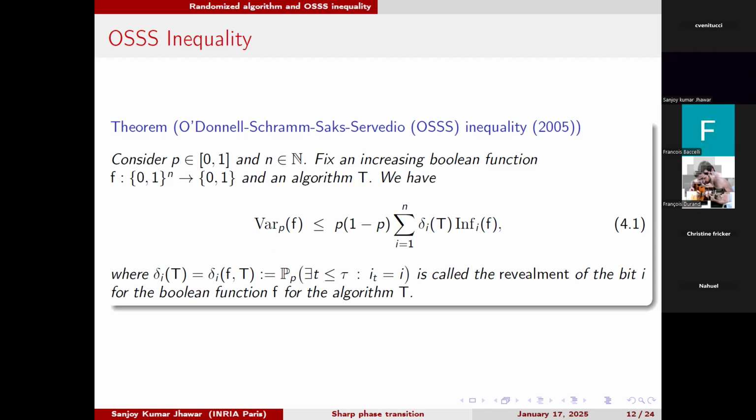The objective of their work was to derive some bounds on the complexity of some algorithm. There they derived this kind of variance inequality. Sanjoy, you alluded to the special case of bond percolation. Could you explain what these revealment probabilities are in that case, or will you do that later, perhaps? I will do that later anyway.